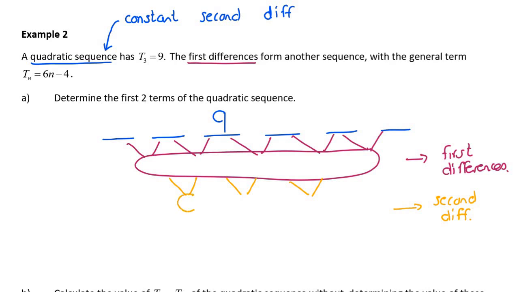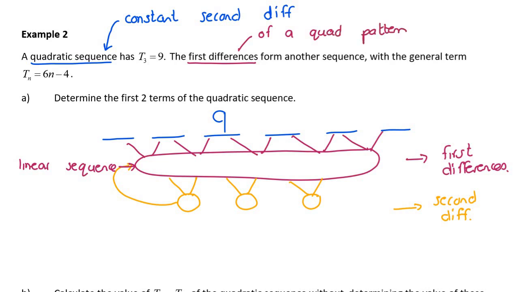So if these numbers are a constant, it means the line before it has to be a linear sequence, because the first difference of a linear pattern is constant. So really importantly, the first differences of a quadratic pattern always form their own linear pattern. So first differences of a quadratic pattern form a linear sequence. Now, this is a concept that is used quite a lot, especially in matric. And so I'm just going to say this again and explain it again.